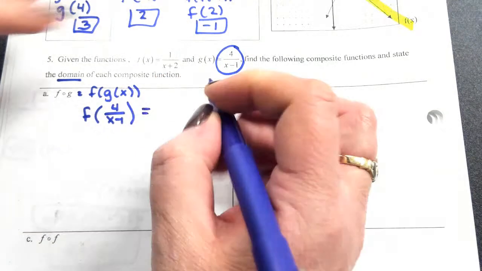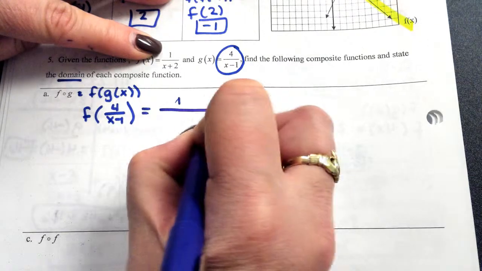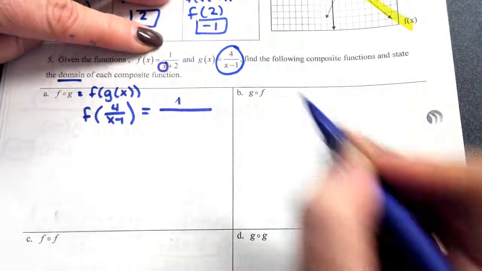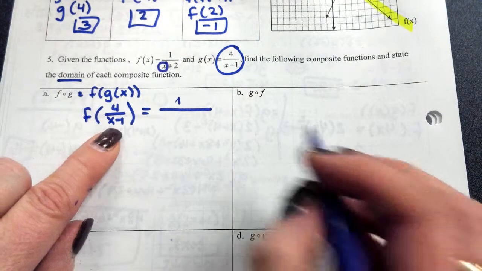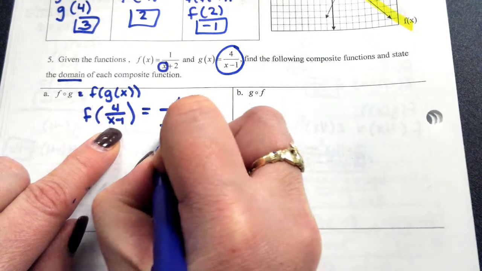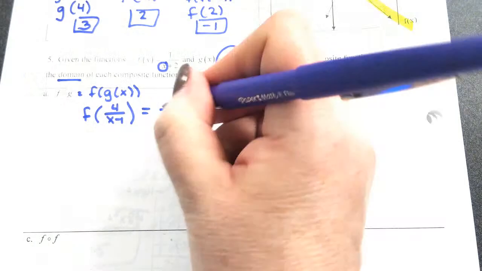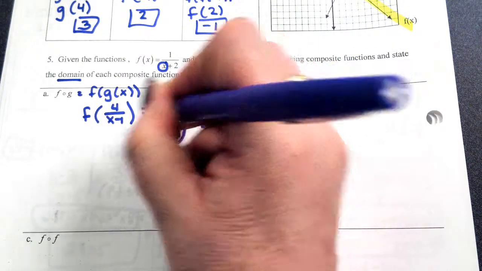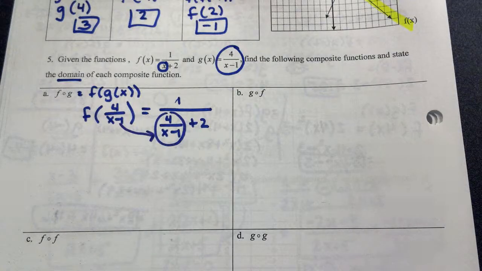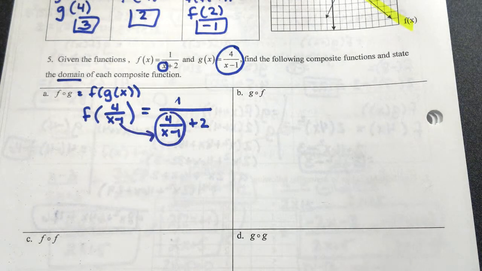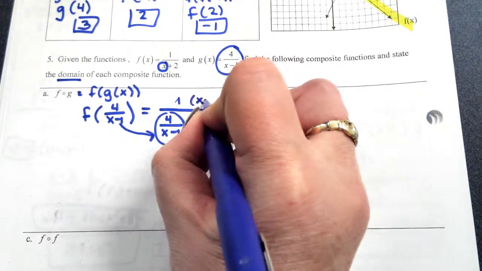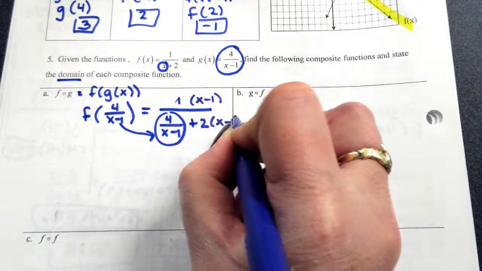In function f, I still have a 1 in the numerator over, and I'm taking my x out of function f and replacing it with this 4 over x minus 1, plus 2. Remember, this was the x I took out, and I replace it with the input. We know better, hopefully by now, than to leave complex fractions. What are we going to multiply everything by to simplify the complex fraction? Multiply everything by x minus 1. Everything gets multiplied by an x minus 1.